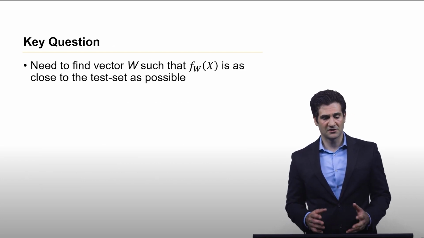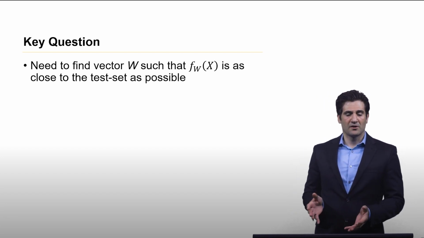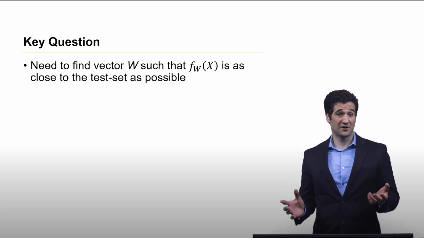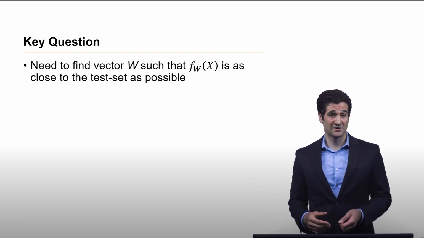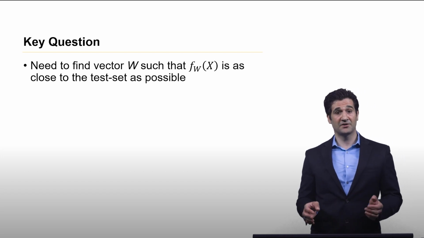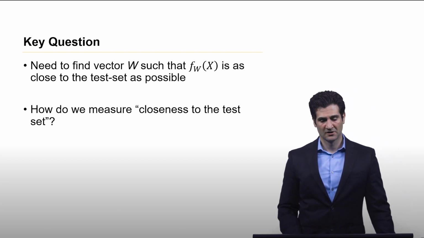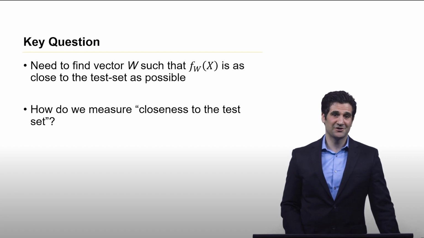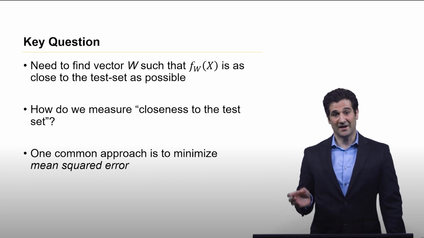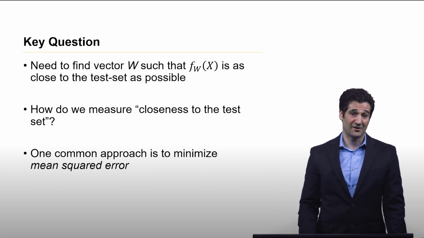So, some key questions. Getting back to our regression model, we need to find a vector W. Remember, W is our vector of the parameter weights for our f function so that it's as close to the test set as possible. But how do we measure the closeness to the test set? Well, some of you may already have guessed by our lesson objective, and one way to do that is to minimize the mean squared error.